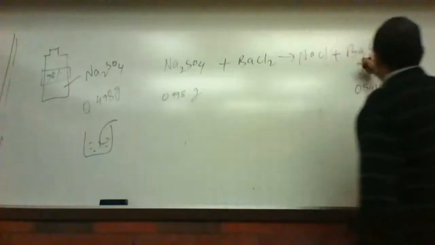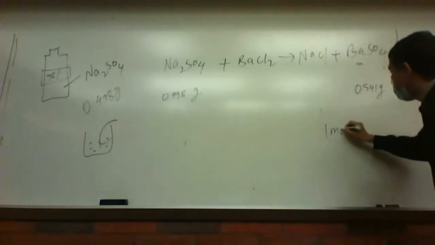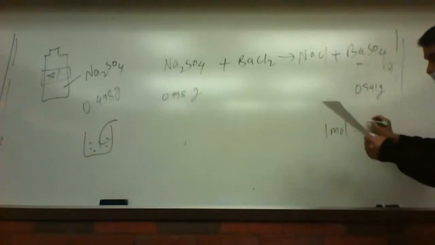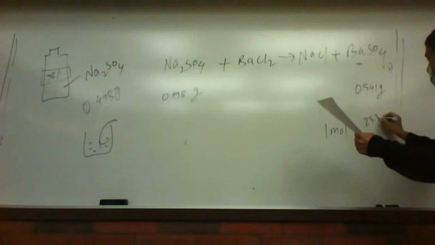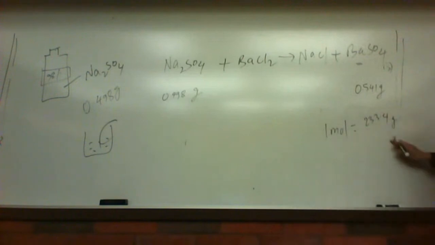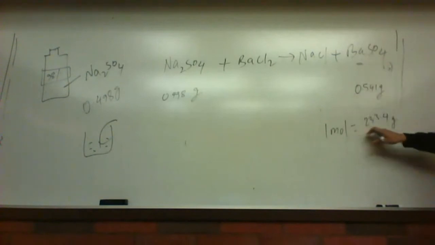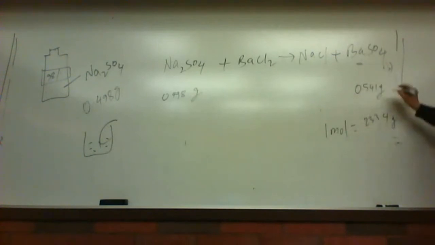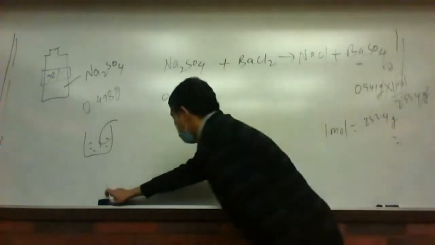It's already given here: 1 mole of BaSO4 is 233.4 gram. You can calculate it, but I already put it there. So I convert this gram into moles. I put the mole part up and the gram part down, 233.4, so the gram cancels.